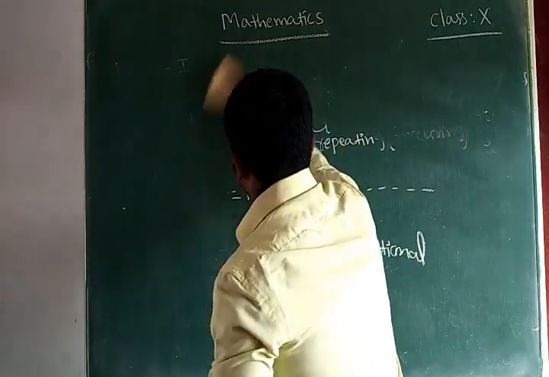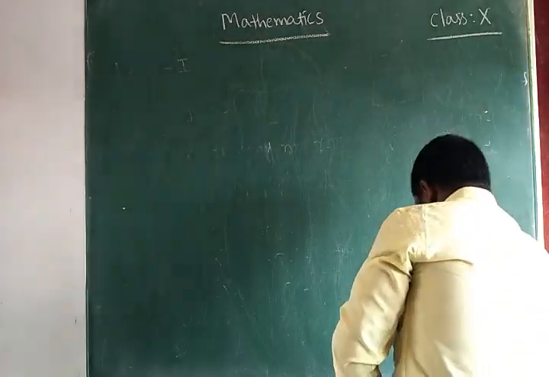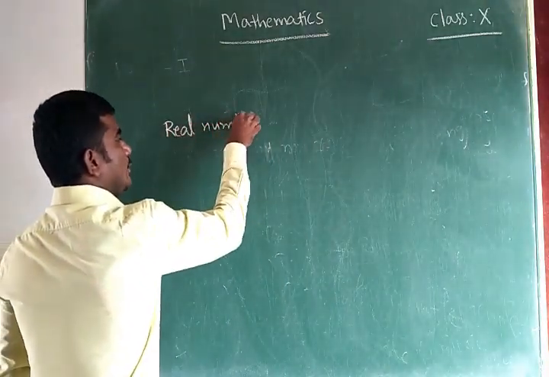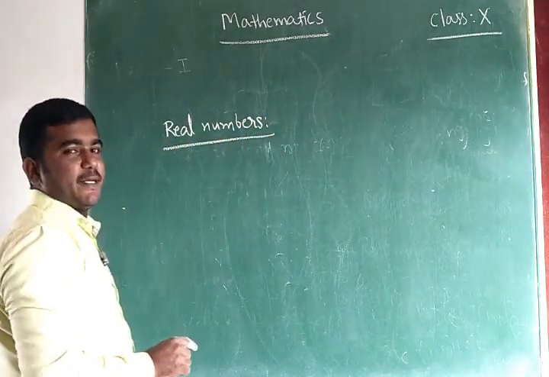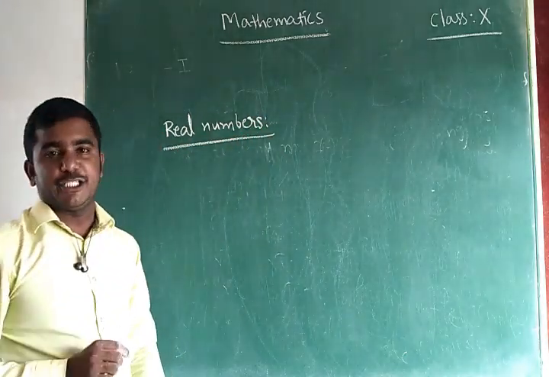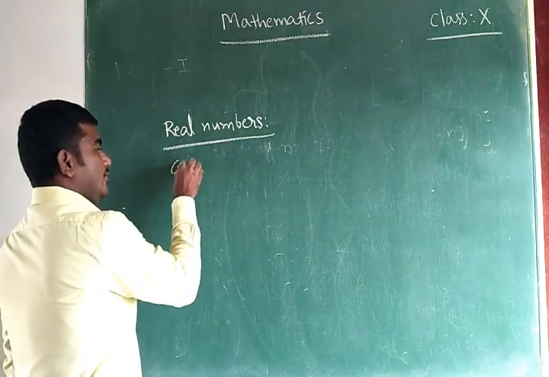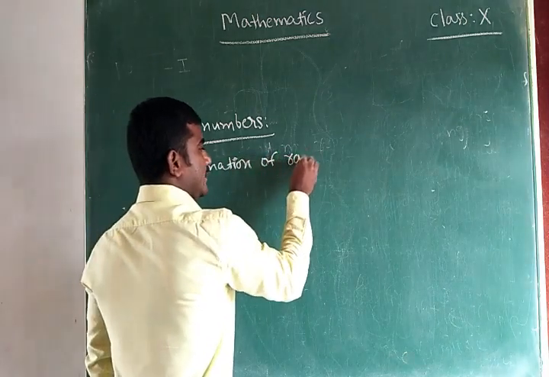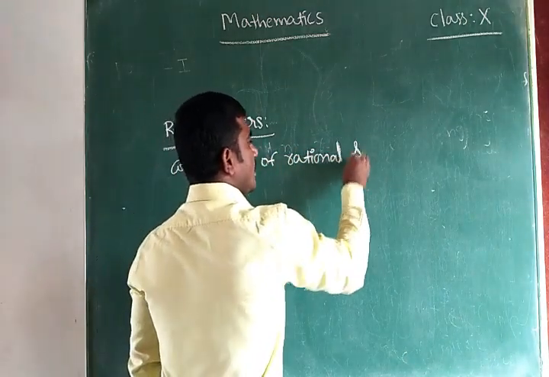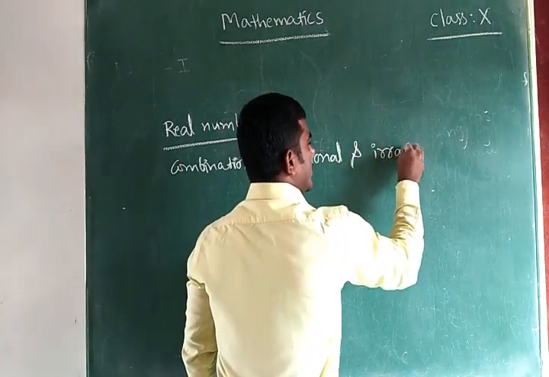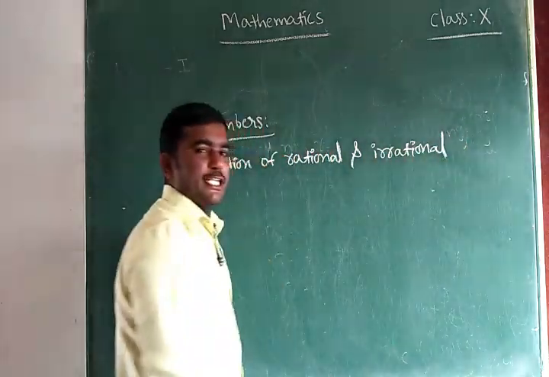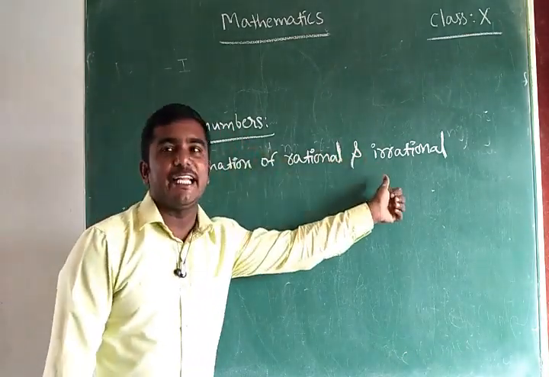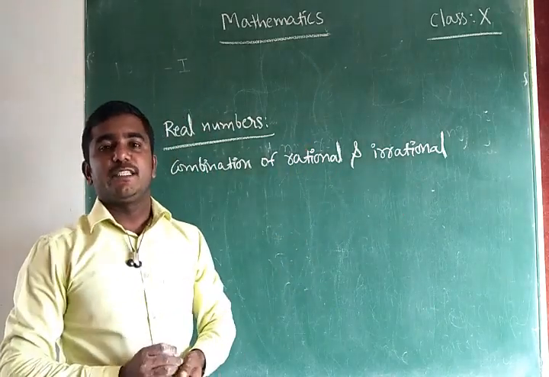Real numbers. What are real numbers? Up to now we studied natural numbers, whole numbers, integers, rational numbers and irrational numbers. The combination of rational and irrational numbers is called real numbers. Is it clear? The combination of rational and irrational numbers is called real numbers.